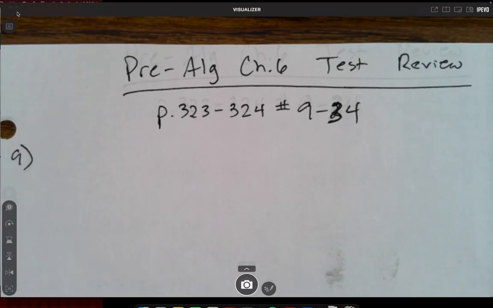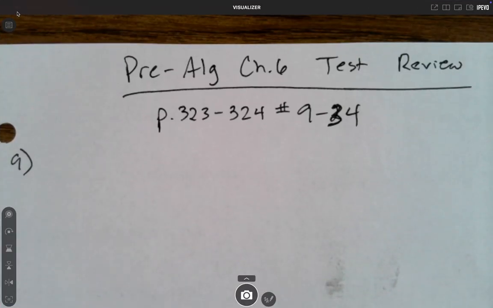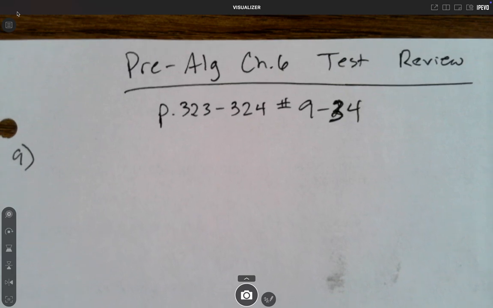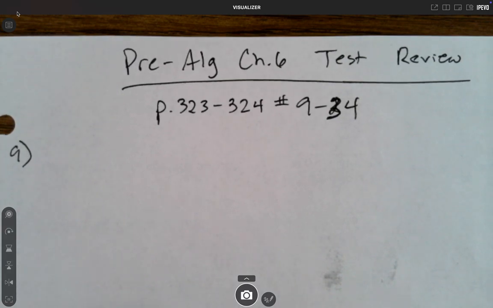Let us begin reviewing for Chapter 6, Pre-Algebra Test. Okay, so we're going to start with Section 1, which is about ratios. The goal here is to write each ratio as a fraction in its simplest form, and that means we will have to reduce if possible.